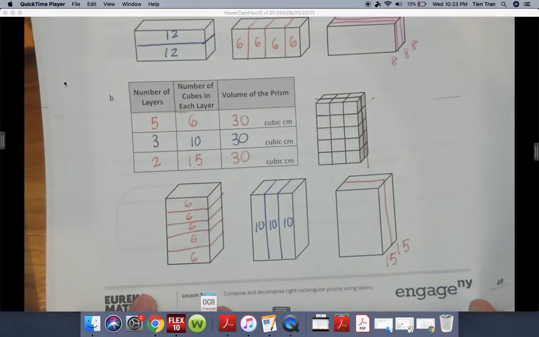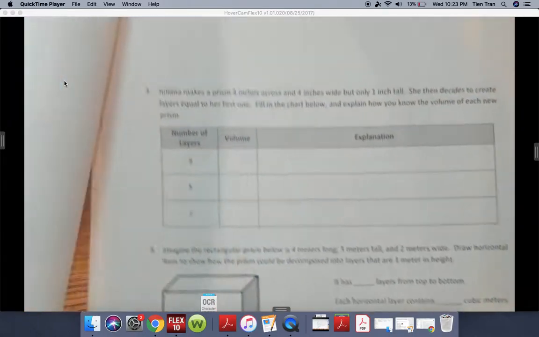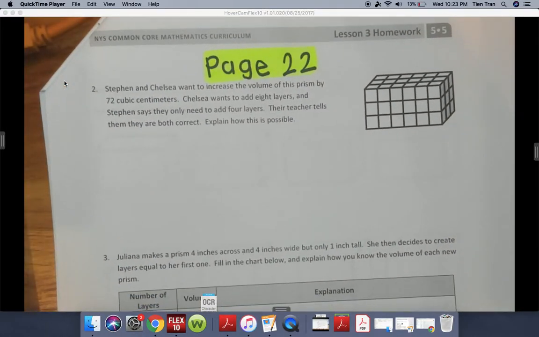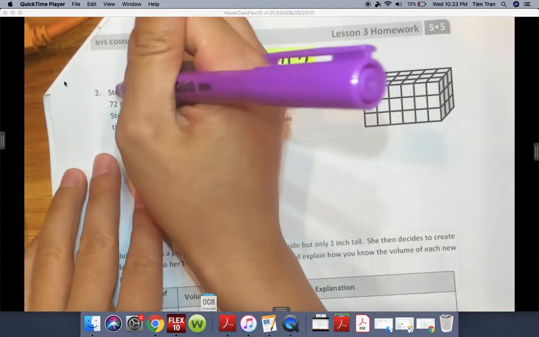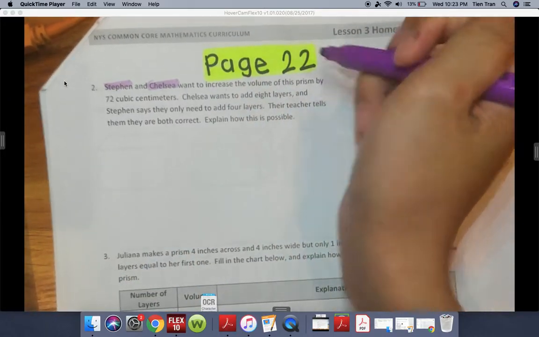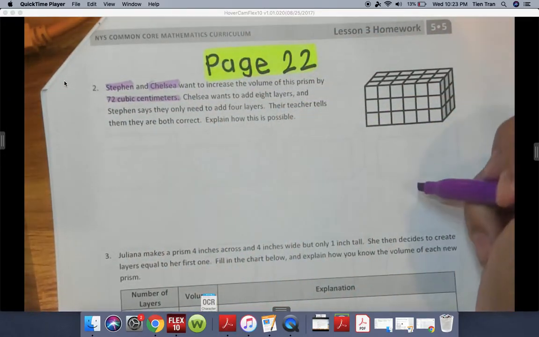Okay, now I'm going to turn the page. And I have page 22 in your math book. The question asks, Stefan and Chelsea want to increase the volume of this prism. So I have 2 people. I have Chelsea and I have Stefan. Want to increase the volume of this prism by 72 cubic centimeters.